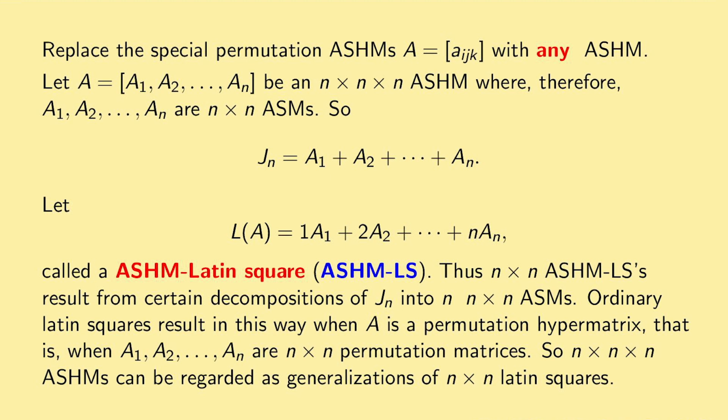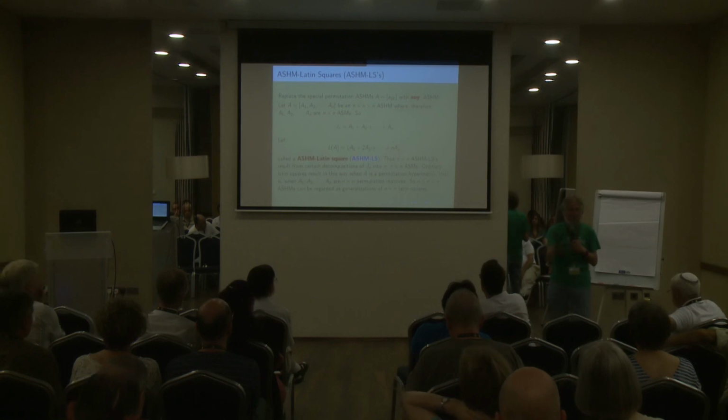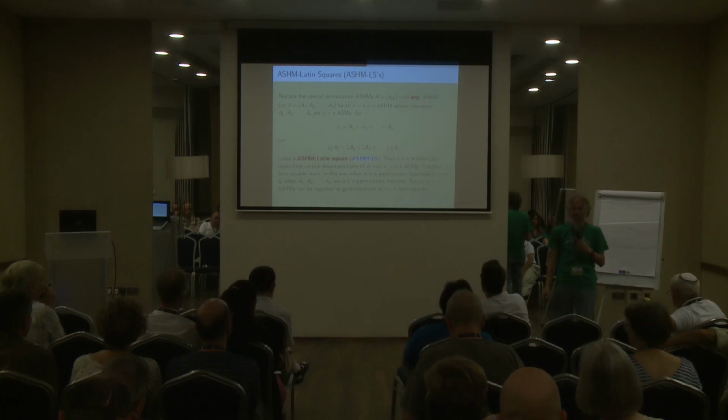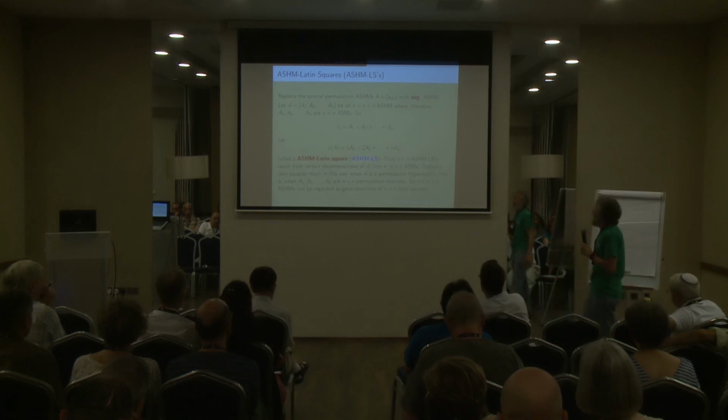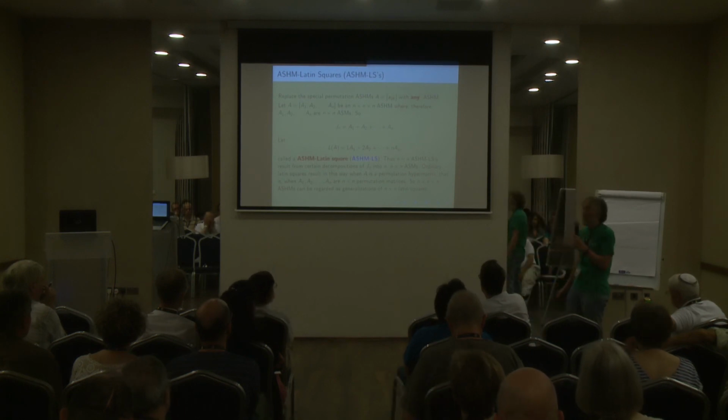And mimicking what we did for Latin squares, define an ASHM Latin square to take 1 times A1 plus 2 times A2, rather than permutations, 3 times A3 all the way up to n times AN. Okay, like so, all right? So n by n alternating sign hypermatrices, in fact, you can regard as generalizations of Latin squares there.